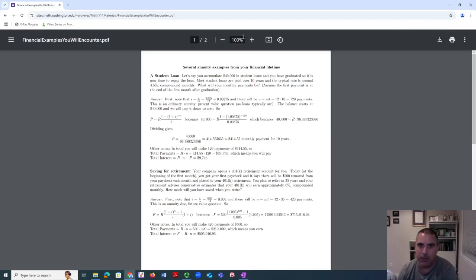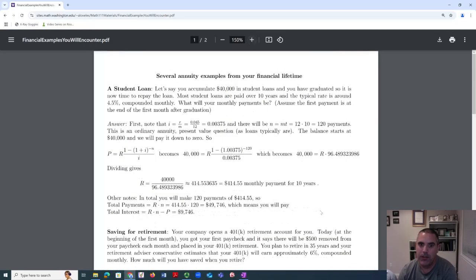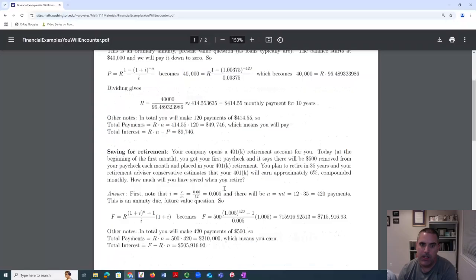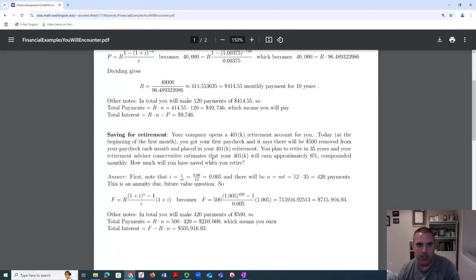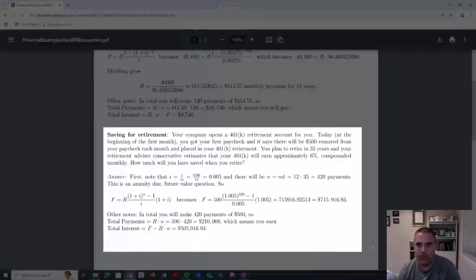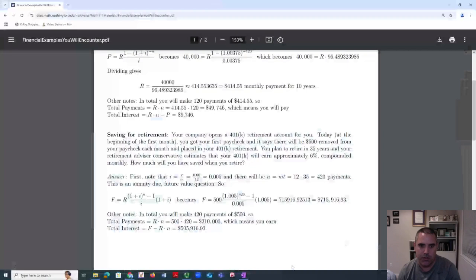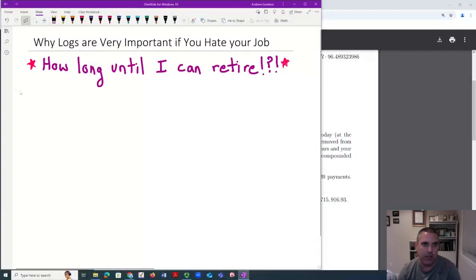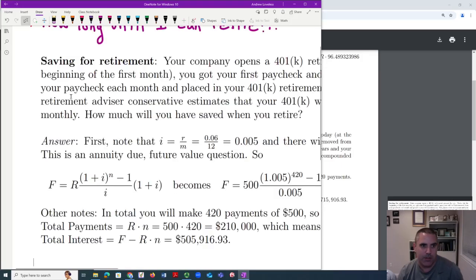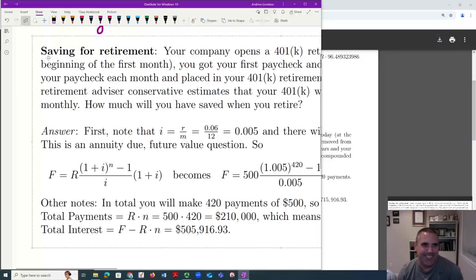I do an example of my student loans and what my monthly payment was. And then I do an example of saving for retirement. And I'm going to grab that example because it answers the question of why we should care about logs more than any other function. So they tell us when we can stop doing our job that we hate.